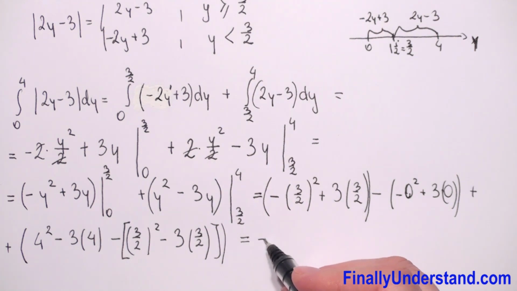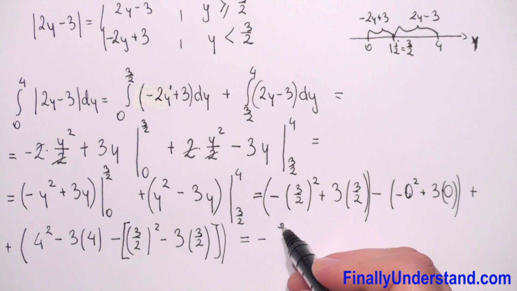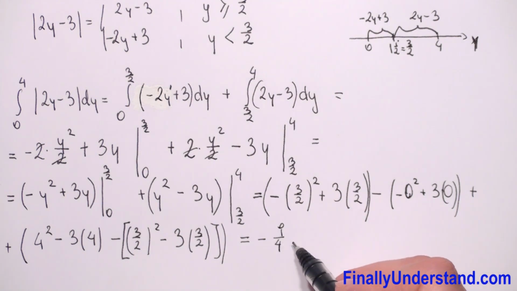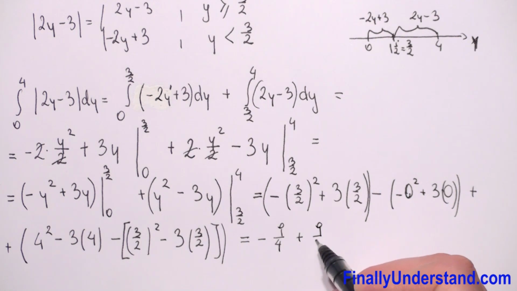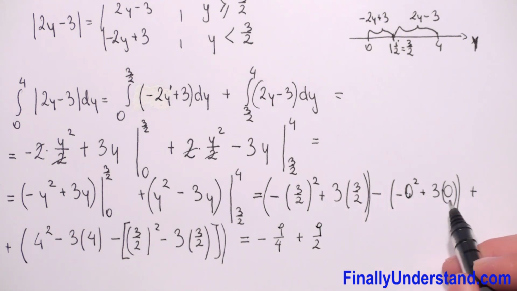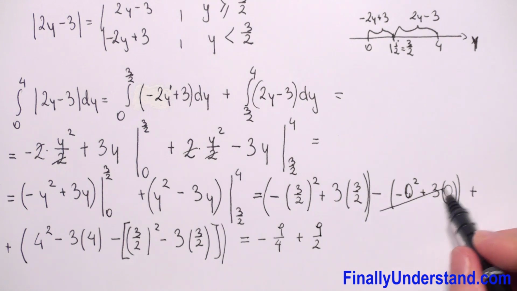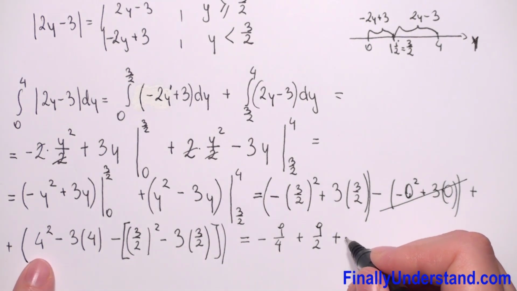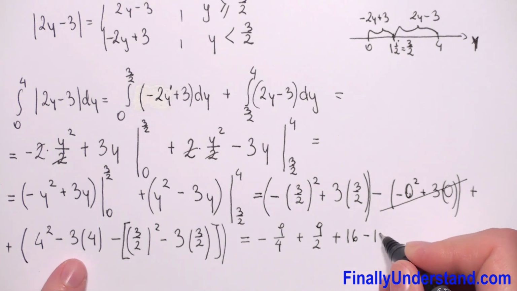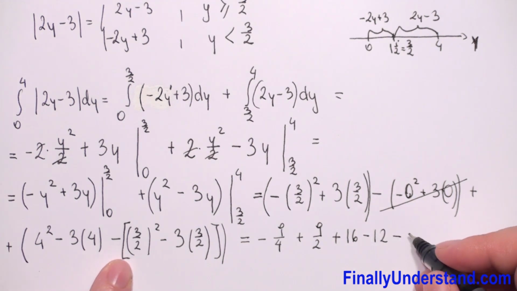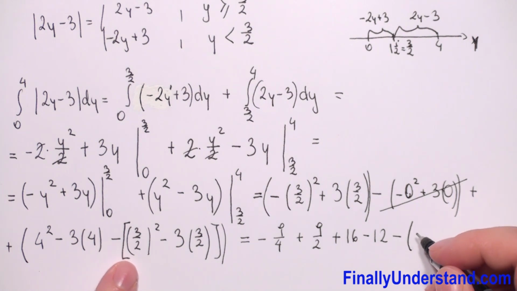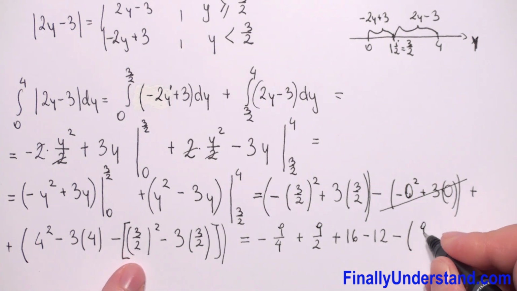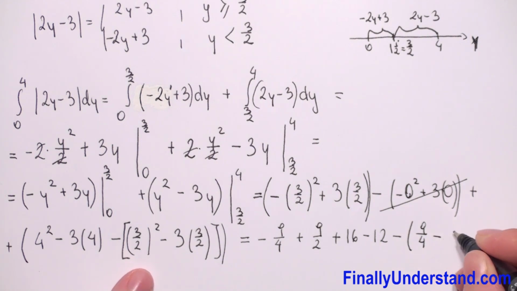We have negative 3 over 2 squared is 9 over 4. And we have plus 9 over 2 minus 0 squared plus 3 times 0 will be 0. So this whole expression we can cancel. And we have plus 4 squared is 16 minus 12. And we have negative sign before the bracket. So let me put this in parentheses now. 3 over 2 squared is 9 over 4 minus 9 over 2.